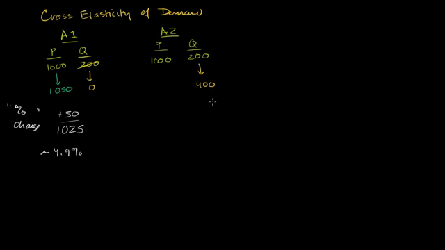So what was the percent change in quantity for airline 2 right over here? Well, once again, our change in quantity is 200, not 400. We went from 200 to 400, so we gained 200. And our base, we want to use the average of 200 and 400, which is 300. And so this is approximately 67%.